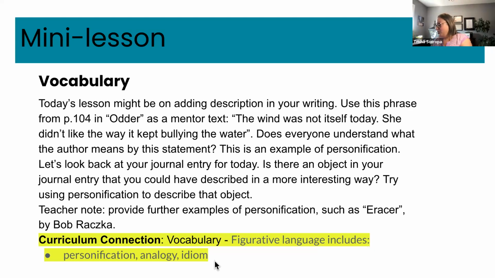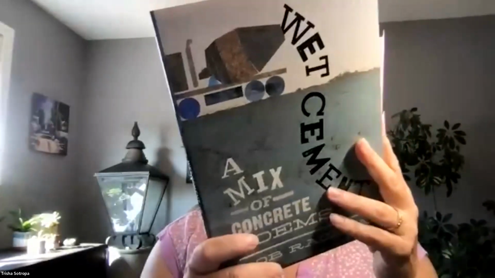There's one more book that I want to recommend. And maybe I'll stop sharing again so you can see the book I'm sharing. This book is called Wet Cement, and it is a mix of concrete poems. And it just so happens that in grade 4, concrete poetry is one of the styles that is mentioned to do with grade 4 students. So Wet Cement by Bob Raska, it's a fabulous little book, and I'm going to give you a little example.